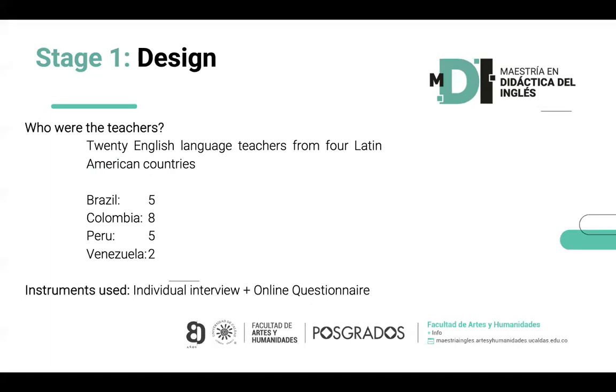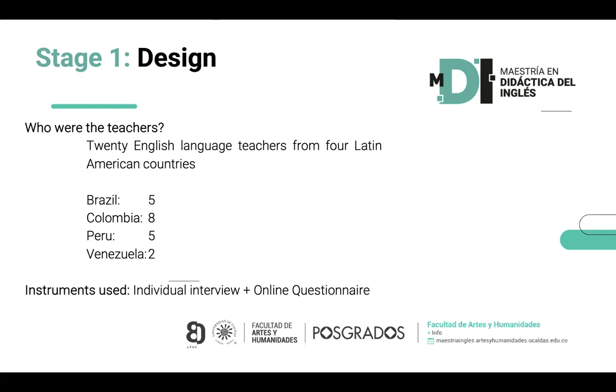The teachers who participated in the design stage, which is usually also called the diagnostic stage, were 20 English language teachers from 4 Latin American countries. We didn't get any people from Ecuador. That was the idea, but nobody participated, or perhaps they didn't get the information. There were 5 teachers from Brazil, 8 from Colombia, 5 from Peru, and 2 from Venezuela. They participated in the questionnaire.